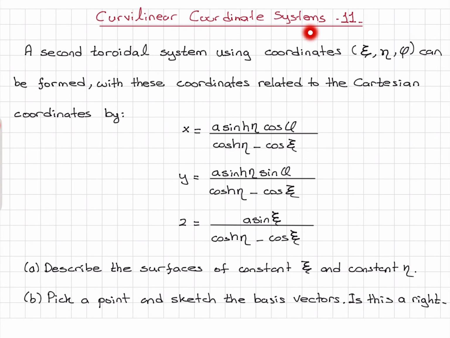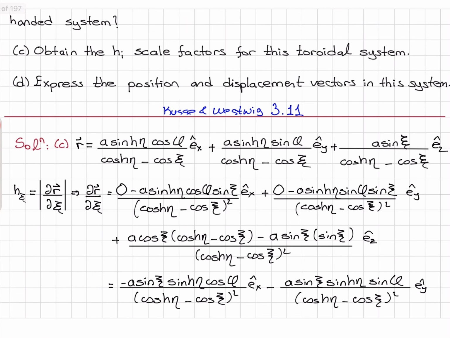Curvilinear coordinate systems 11: a second toroidal system using coordinates psi, eta, and phi can be formed with these coordinates related to the Cartesian coordinates by this set of equations. Part A says, describe the surfaces of constant psi and constant eta, and part B, pick a point and sketch the basis vectors. Is this a right-handed system?